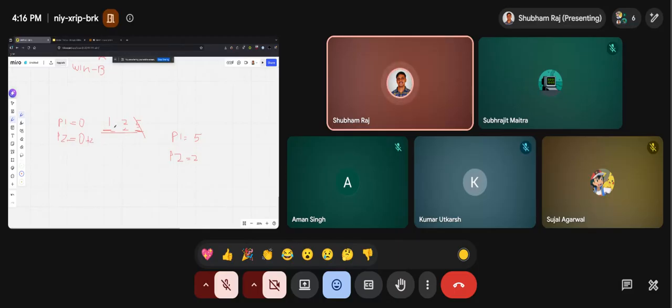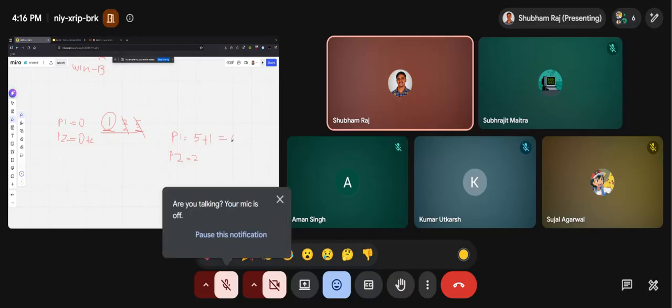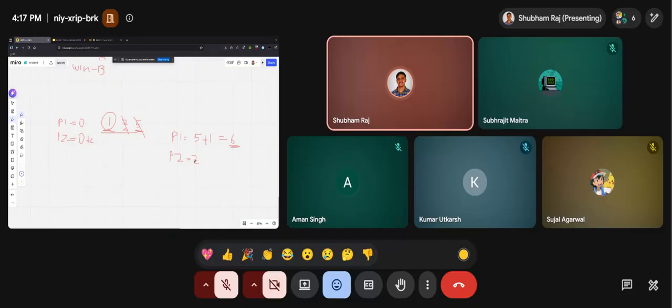And in the third move, player 1 will again have to pick one element. There is only one element left, so he'll have to pick the remaining element. So his score will become 5 plus 1, that is 6. So you can clearly see player 1 has a greater score than player 2. So the winner will be player 1.